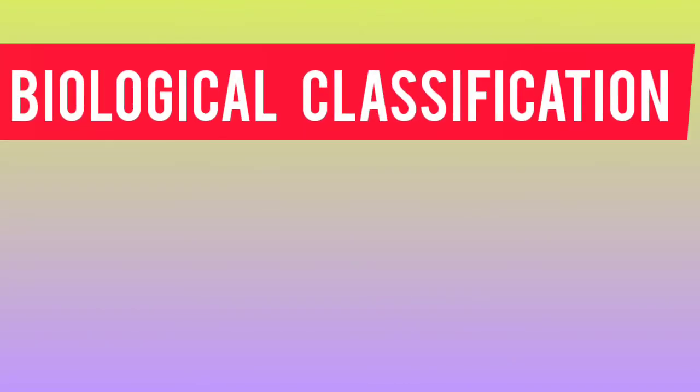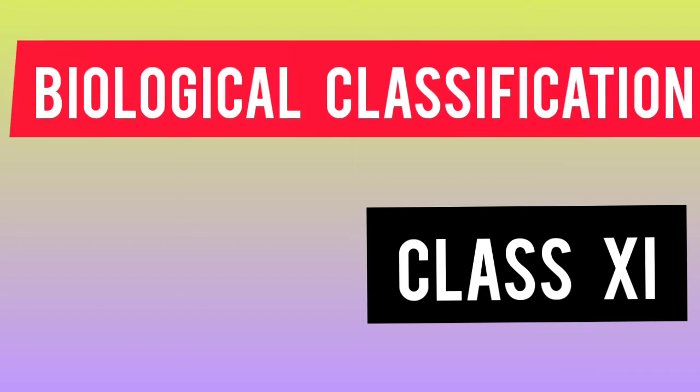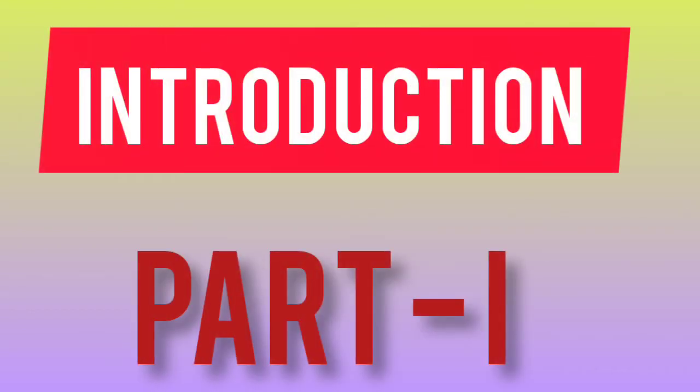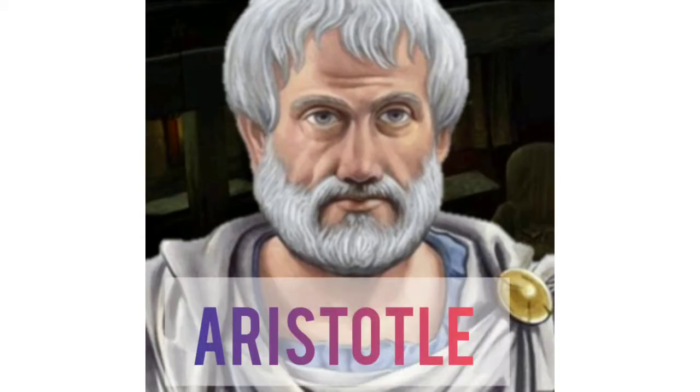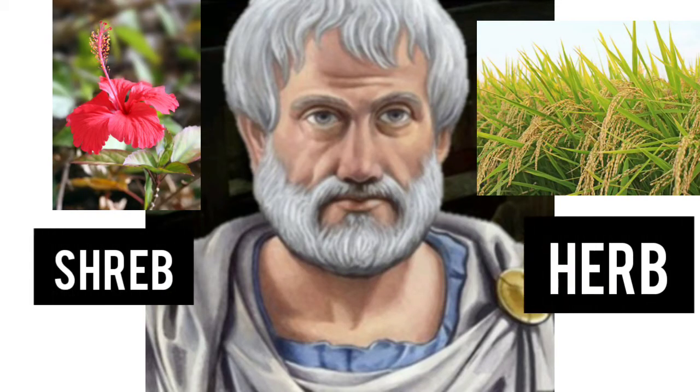Today we will discuss chapter number 2, 11th class, Biological Classification. Introduction. Aristotle was the earliest to attempt a more scientific basis of classification. He used morphological characters to classify the plants into tree, shrub and herb.